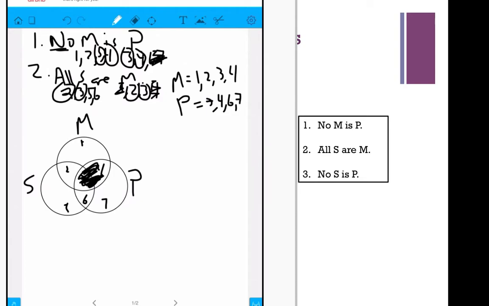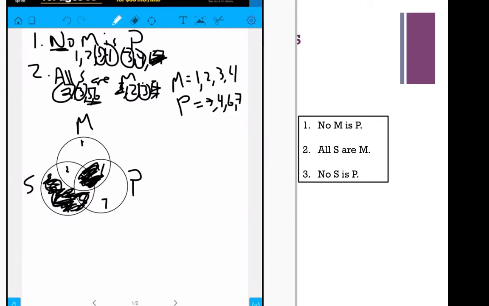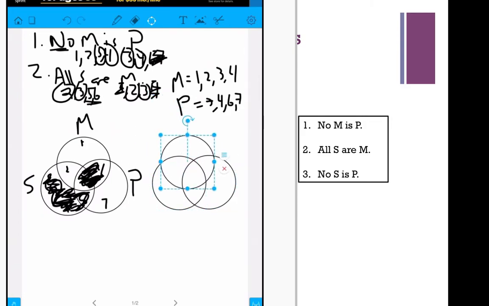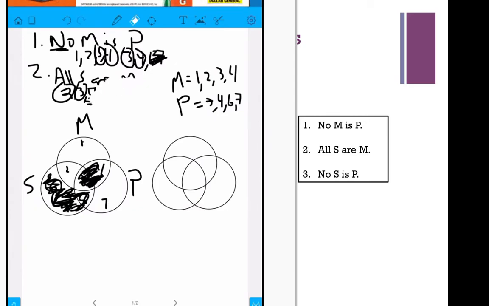So where are they not? They're not in 5 and 6. So we shade in 5 and 6. So that is our diagram of the combined premises. Now what we do is we come over here and we're going to diagram the conclusion. So let's diagram the conclusion. So let me erase this.